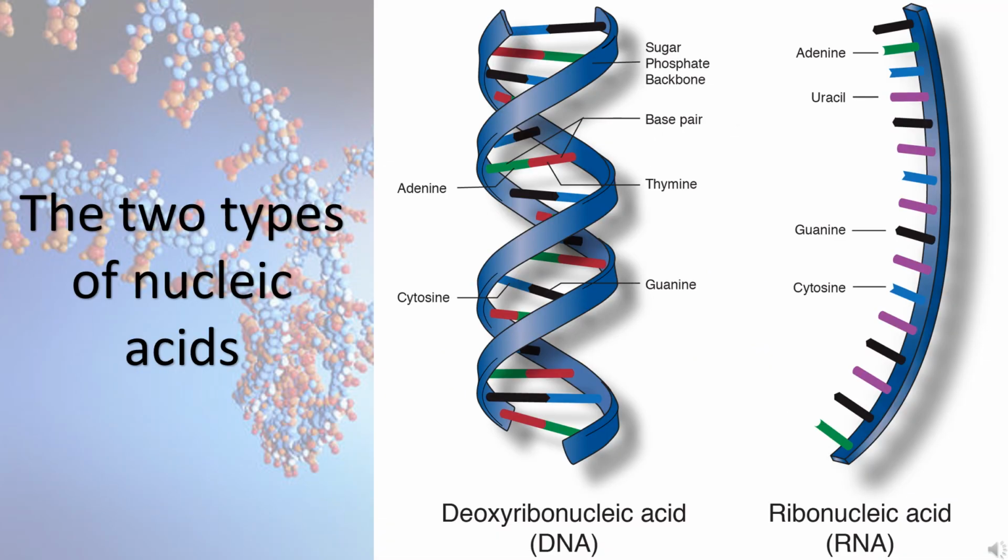Deep inside every living cell on Earth, a microscopic library holds the ultimate software of life. This software is written in the language of nucleic acids. While there are millions of different proteins and structures that build a living organism, they are all governed by just 2 master molecules, deoxyribonucleic acid, or DNA, and ribonucleic acid, known as RNA.